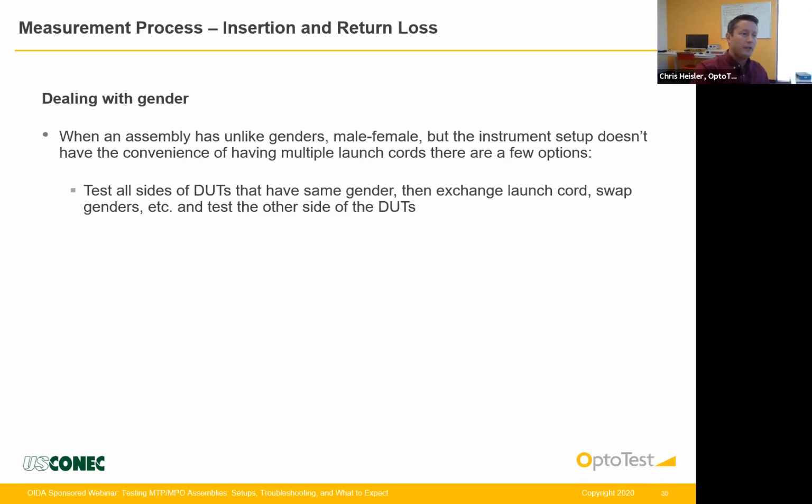So when an assembly has unlike genders, but the instrument setup doesn't have the convenience of having multiple launch cords, there are a few options. For example, if you're testing 12 fiber assemblies, but you only have a 12 channel system, you don't have the luxury of having 2 launch cords. So one option is to test all sides of the DUTs that have the same gender, then exchange the launch cord or swap out the gender of the launch cord connector and test the other side of the DUTs.